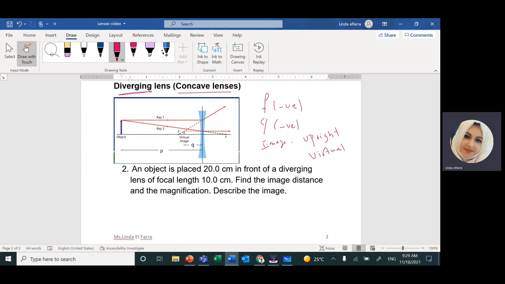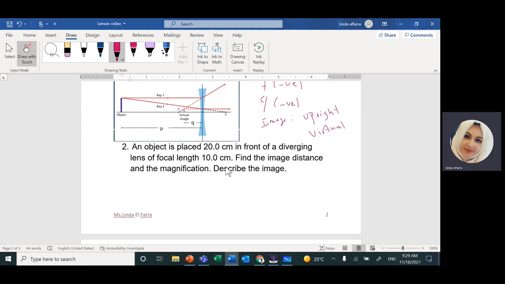Okay, so let's read the question. I have an object. The object is placed 20 centimeters in front of a diverging lens. So P is 20 centimeters. The focal length, since it's a diverging lens, is negative. So the focal length is negative 10 centimeters. Find the location of the image, Q, and the magnification. Describe the image.